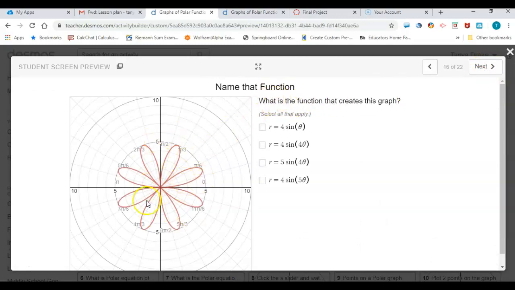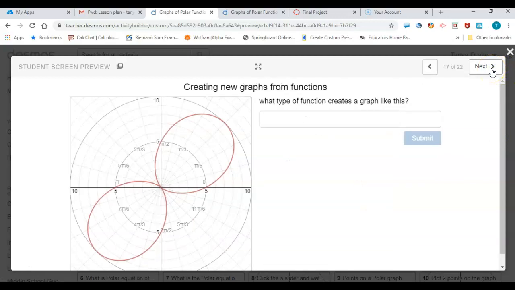Then I created one myself, so just in case they didn't catch what was happening with the rose petal, they can play around with this. There's not an 8 in sight, in case they thought this was 8 theta. So hopefully they will see how this function was created.